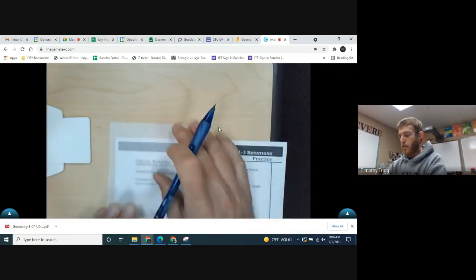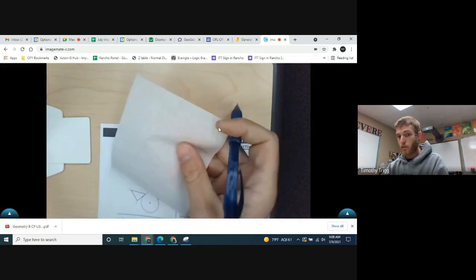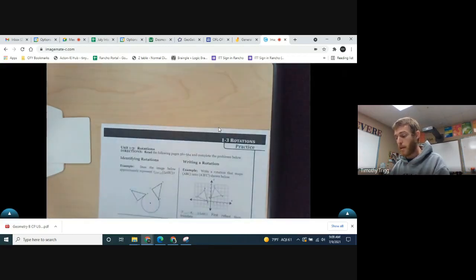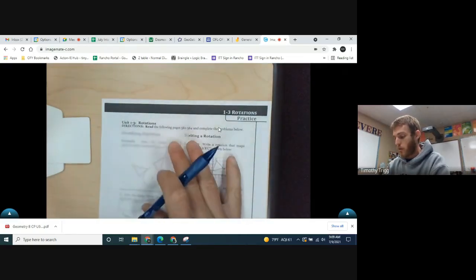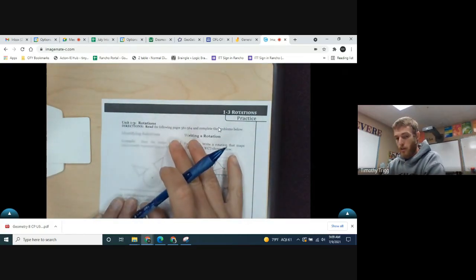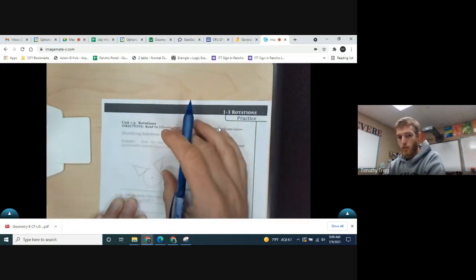If you need tracing paper, you can ask me if you're at the Rancho Center, or you could ask whoever is at your center that might have some tracing paper. They should have some on hand. If not, they can always order some.